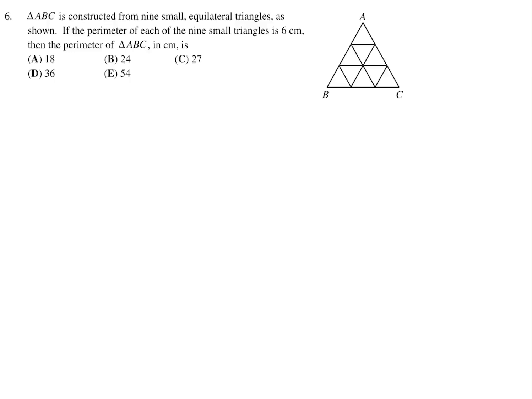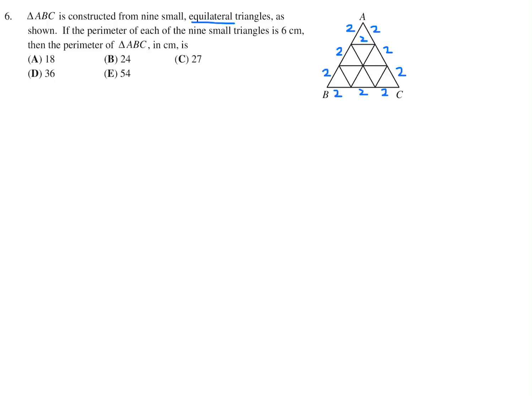ABC is constructed from 9 small equilateral triangles as shown. If the perimeter of each of the 9 small triangles is 6 centimeters, then the perimeter of ABC in centimeters is. So each of these has a perimeter of 6, correct? Now it's equilateral. That means that all the sides are the same in terms of length. So if the perimeter is 6, that means each of these is 2. 2, 2, and 2 like that. So since all of these equilaterals are basically the same, this is 2, that's 2, and similarly we can label that as 2 all the way around.